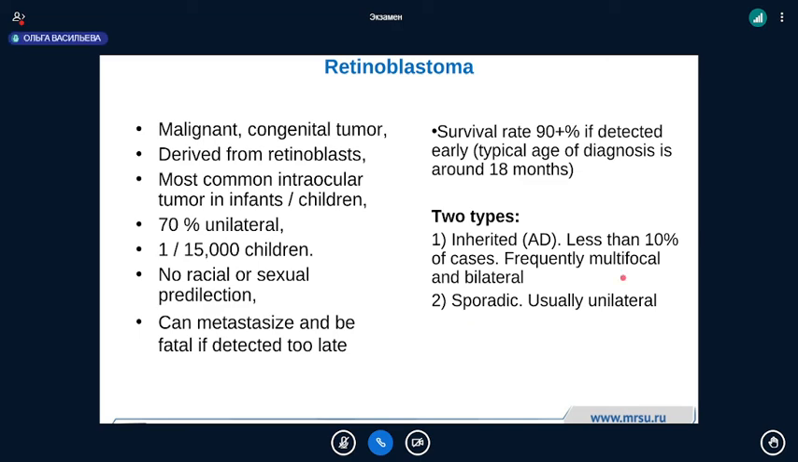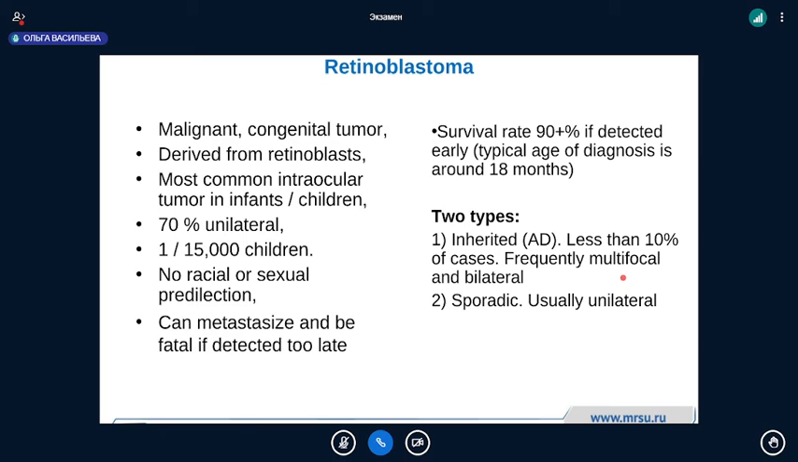And last but not the least theme of the pathology of the retina and optic disc, it is tumors. As for retina, we can speak about one main tumor. It is named retinoblastoma. Retinoblastoma is a malignant congenital tumor derived from retinoblasts, the most common intraocular tumor in infants and children. In 70%, it is unilateral.